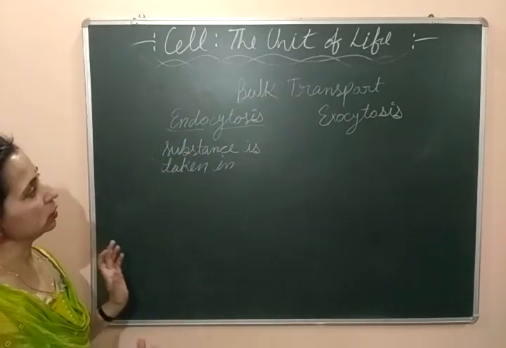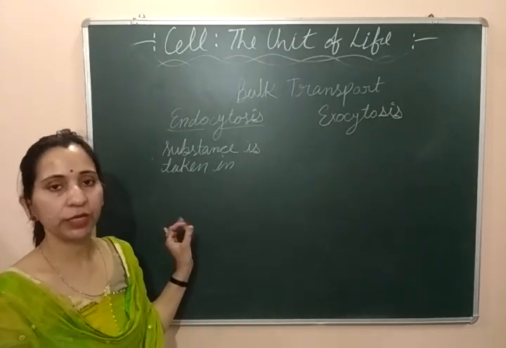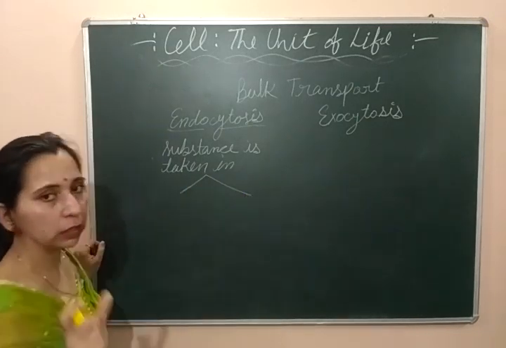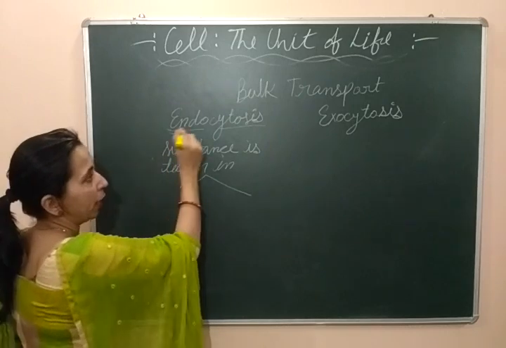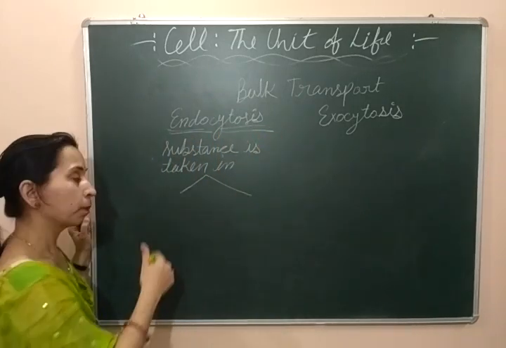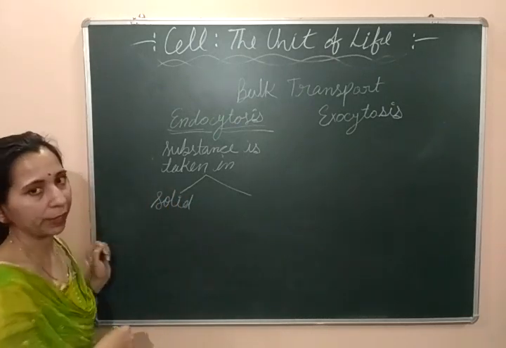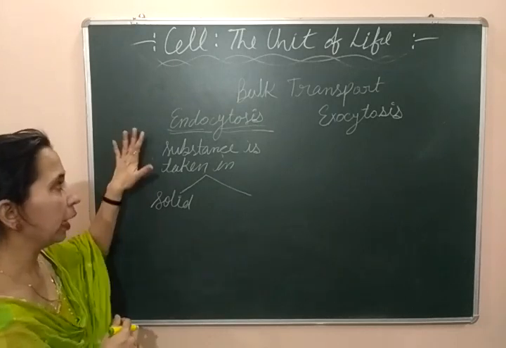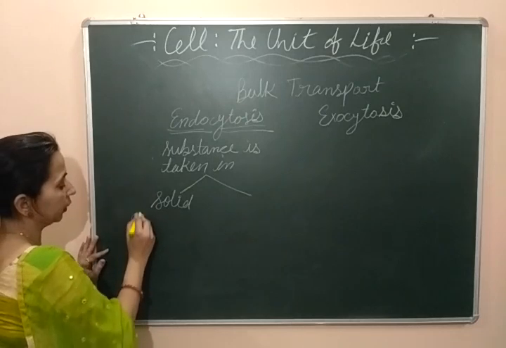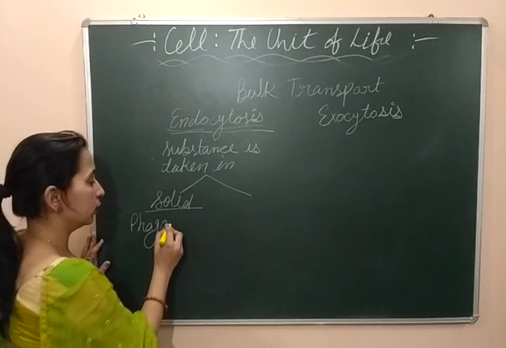This process can depend on different methods, means which kind of substances need to be taken in. If the substance which needs to be taken in is in the form of solid, suppose अब endocytosis है, means substance अंदर आने वाला है, उसे अंदर लेना है सेल को. अगर substance solid form में है, if a solid substance needs to be taken inside the cell, then endocytosis is known as phagocytosis. उस केस में हम जो word use करते हैं to explain the process, that is phagocytosis.